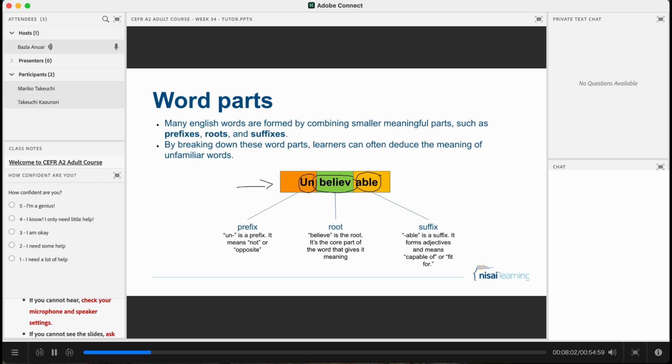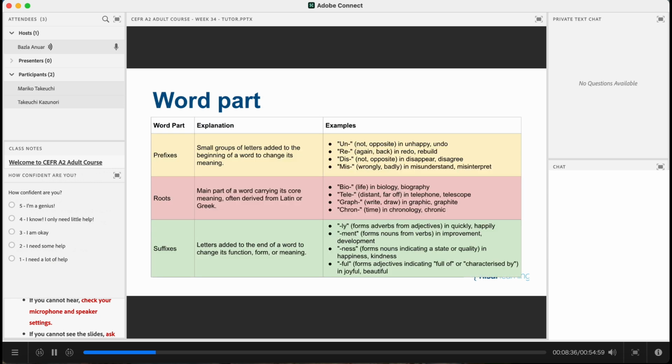All right, so you need to remember two things. Number one, prefix is always placed in front, and suffixes are always placed at the end. Is that clear, everyone? Prefix in front, suffix at the end. Okay, very good. So we are going to look at different explanations for the prefix, roots, and suffixes. So bear with me.